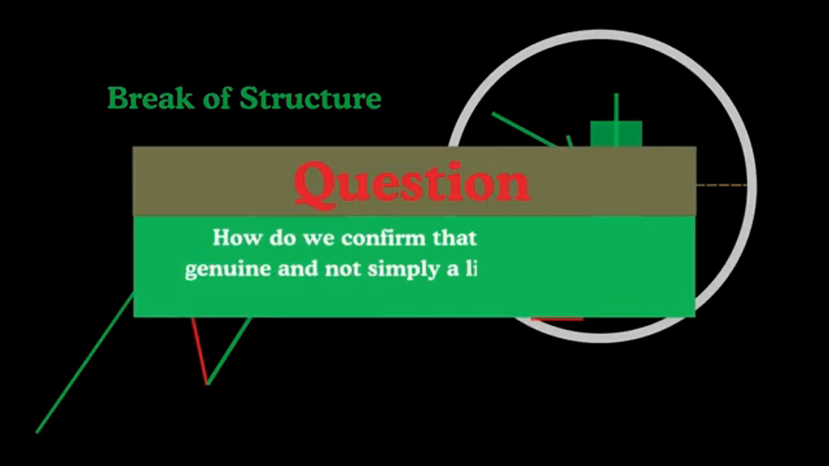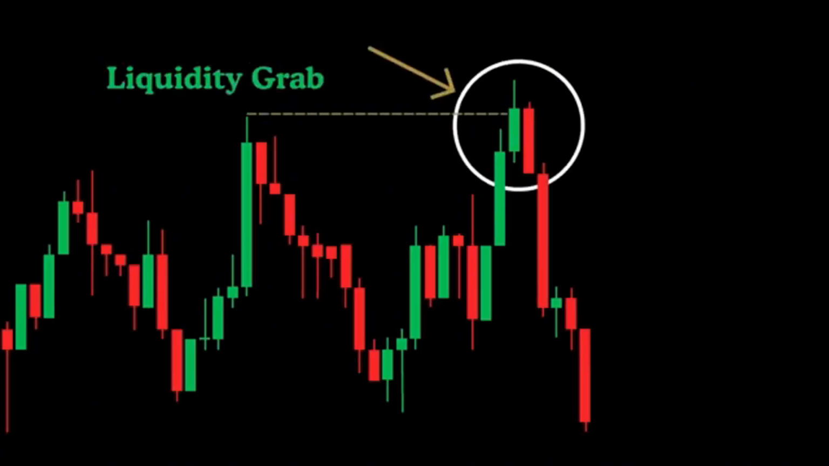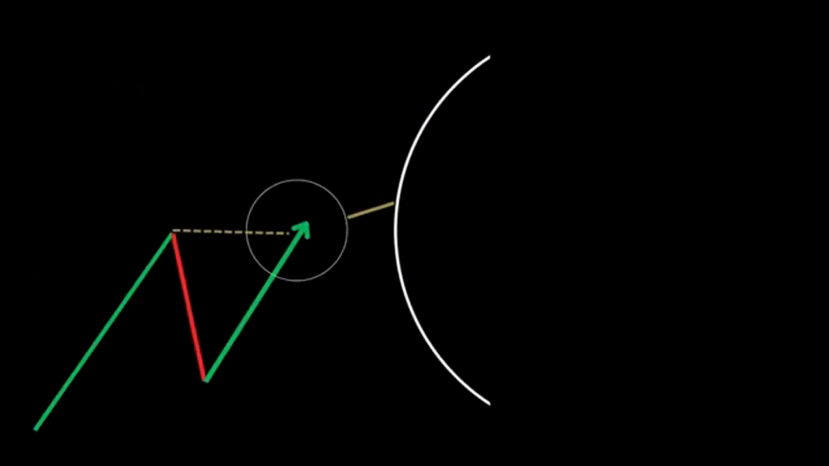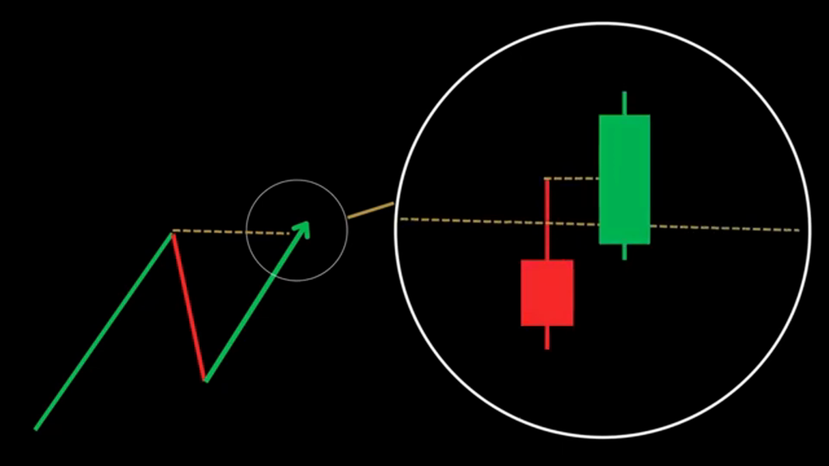But here's a key point. How do we confirm that this break is genuine and not simply a liquidity sweep? In the event of a fake out or liquidity sweep, the price quickly returns back within the previous range. So, let's elevate our concept. If the price wicks above the prior market structure but ends up closing back within the range, we don't have a valid breakout, as explained earlier.